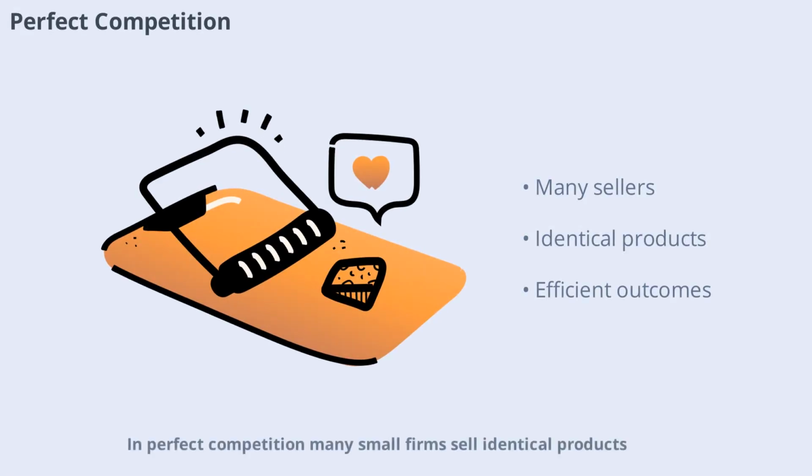In perfect competition, many small firms sell identical products and no single firm can influence the market price. This structure leads to efficient outcomes, as prices reflect the true cost of production and resources are allocated optimally.